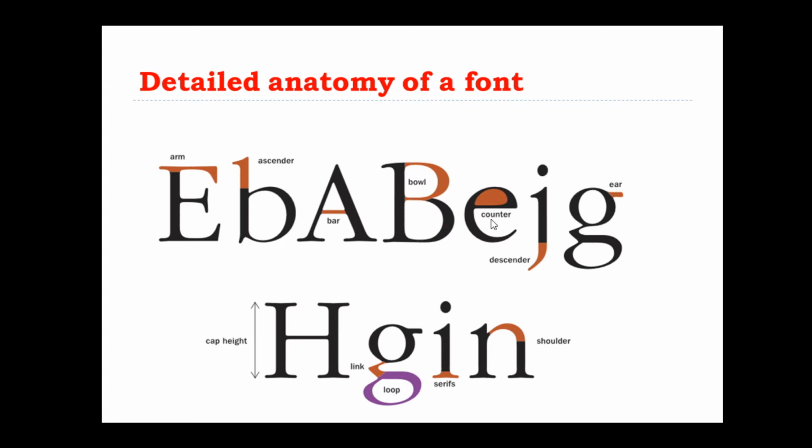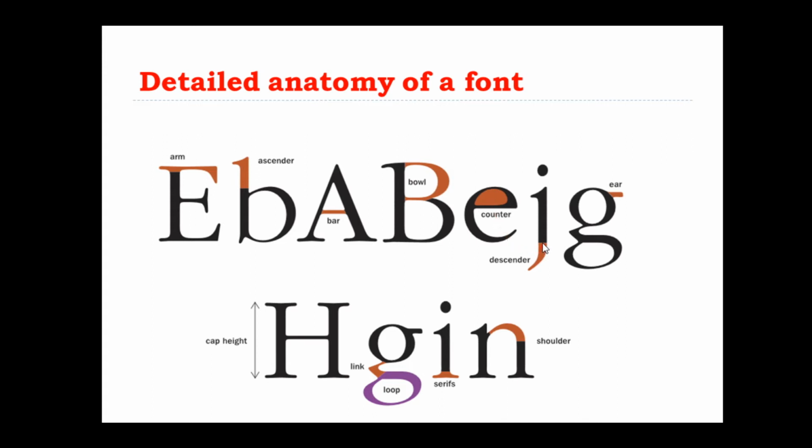And we have counter here. Counter is the enclosed space within a character. The partial or fully enclosed space within a character is called counter. Bowl is the curved strokes that create an enclosed space, and the enclosed space is called counter.